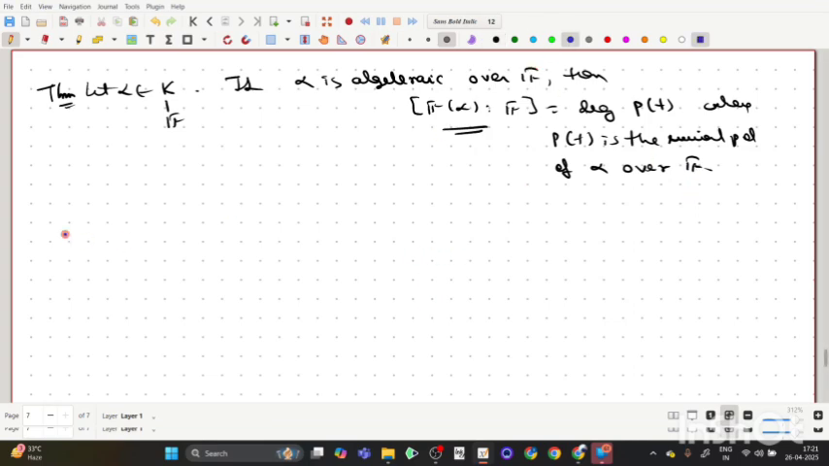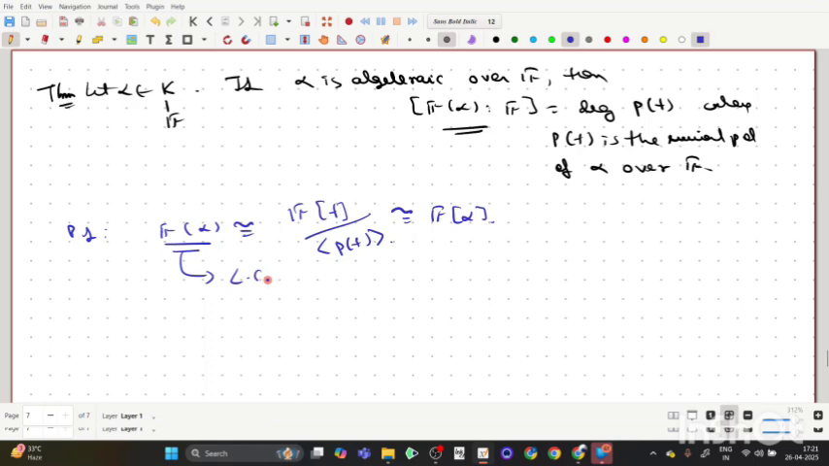And the proof is actually very simple. We already know that, since alpha is algebraic, F(alpha) is isomorphic to F[t] over the ideal generated by p(t). So every element in here is a linear combination of powers of alpha. Let me not complicate what I'm trying to say. Let me do it in this way.